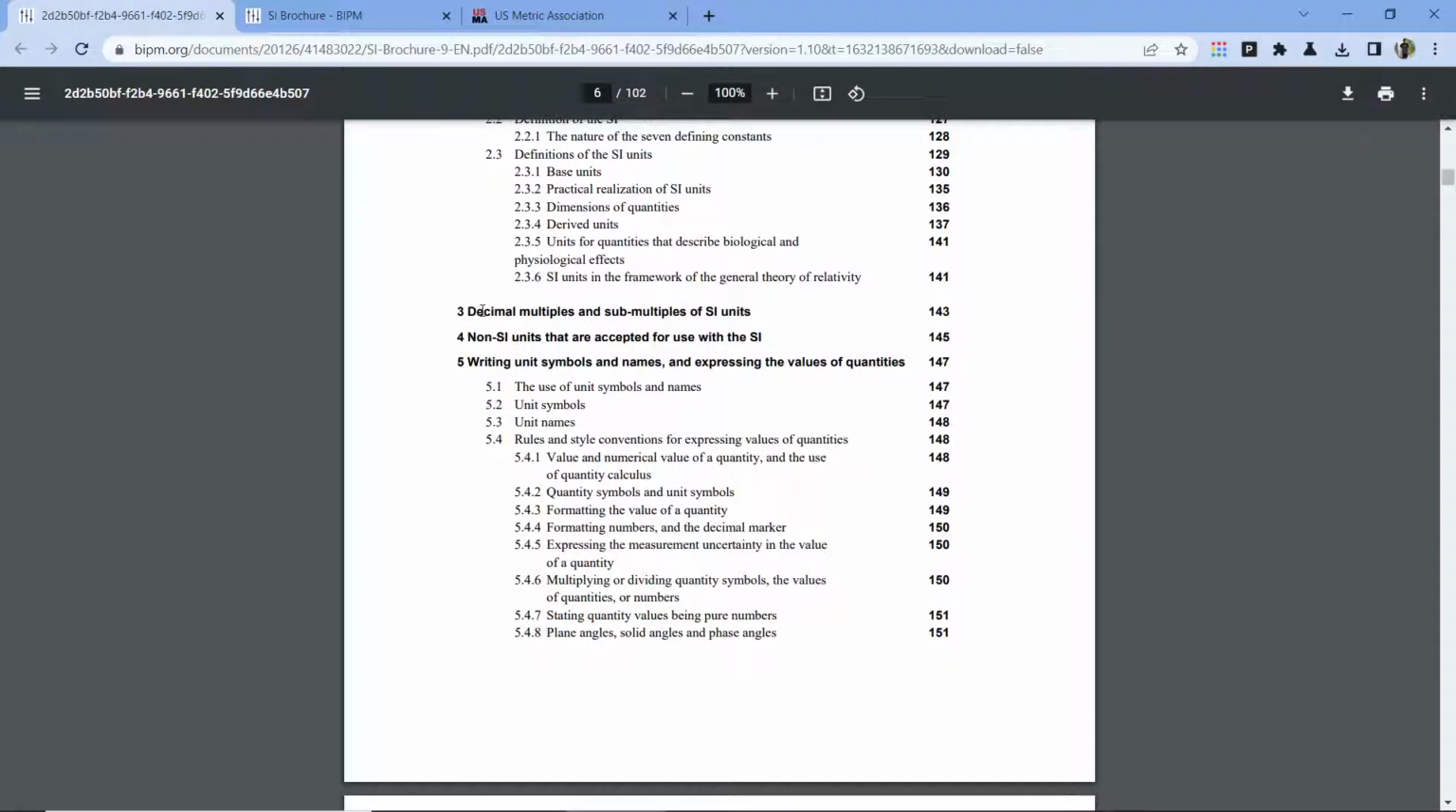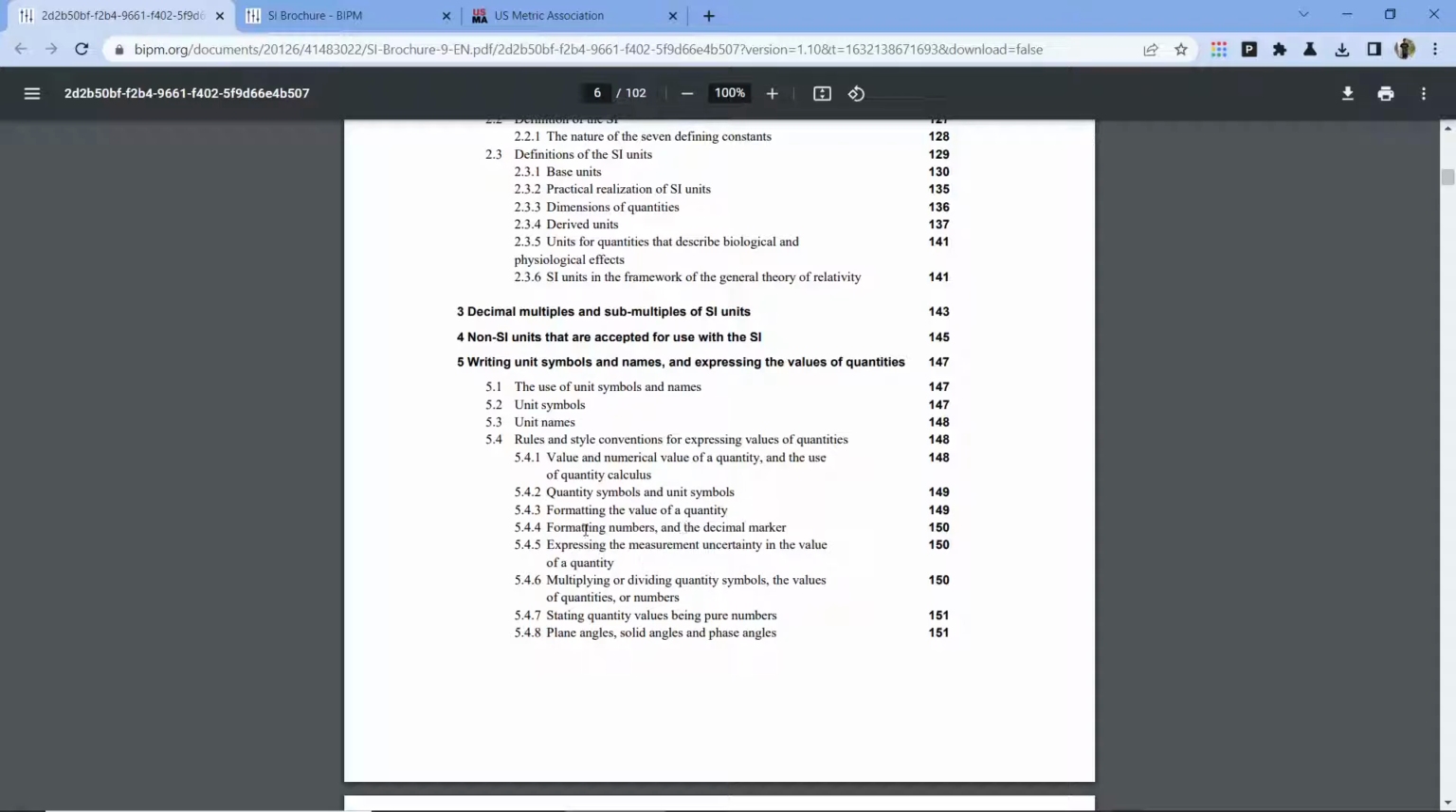Okay. Decimal multiples and submultiples of SI units. Non-SI units that are accepted for use with the SI. Writing unit symbols and names and expressing the values of quantities. The use of unit symbols and quantities. Unit symbols. Unit names. Rules and style conventions for expressing values of quantities. Value and numerical value of a quantity and the use of quantity calculus. Quantity symbols and unit symbols.